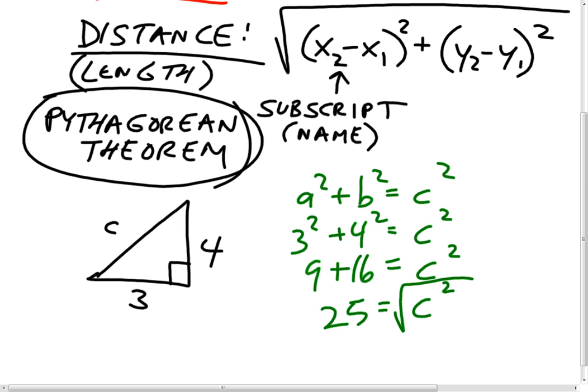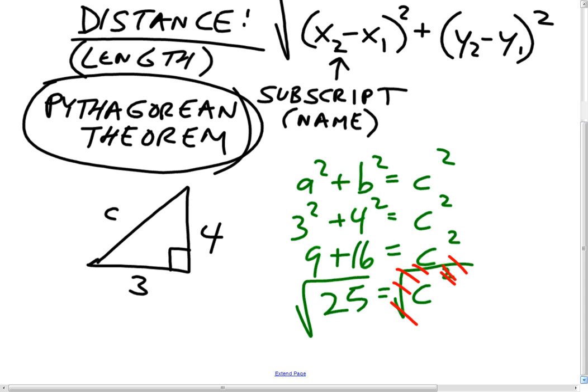Why do we do the square root? What does that help us with? Chloe? Right, we're looking for c, not c squared. So this, in effect, cancels out. And what are we left with? 5. There's actually 2 answers to this. What's another square root of 25? -5? But would -5 make sense in terms of a distance?